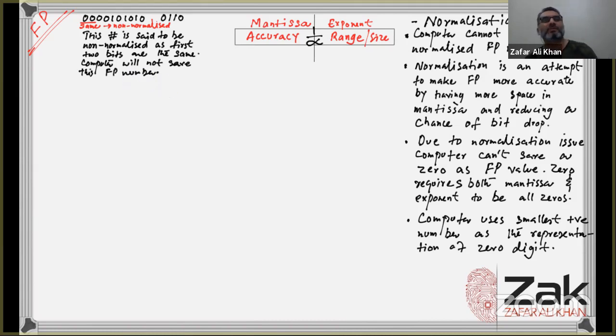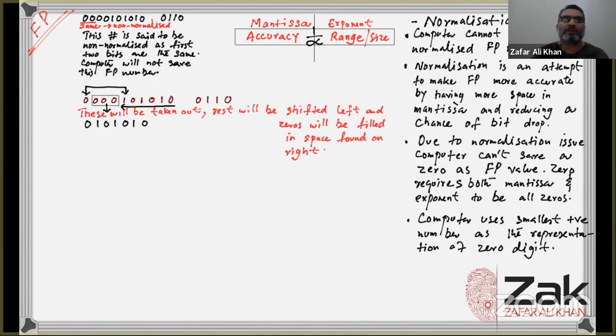So what do we do in order to make it normalized? How do we do that? So this is the same number: 0, 0, 0, 0, 0, 1, 0, 1, 1, 0, 1, 0, 1, 0, 0, 1, 1, 0. So this is a number. How do we know? We now know that if first two bits are same, then we have to do something because these are non-normalized numbers and we have to make them normalized. So what we do, at first we mark. This marking is all in your mind. This is not in actual terms.